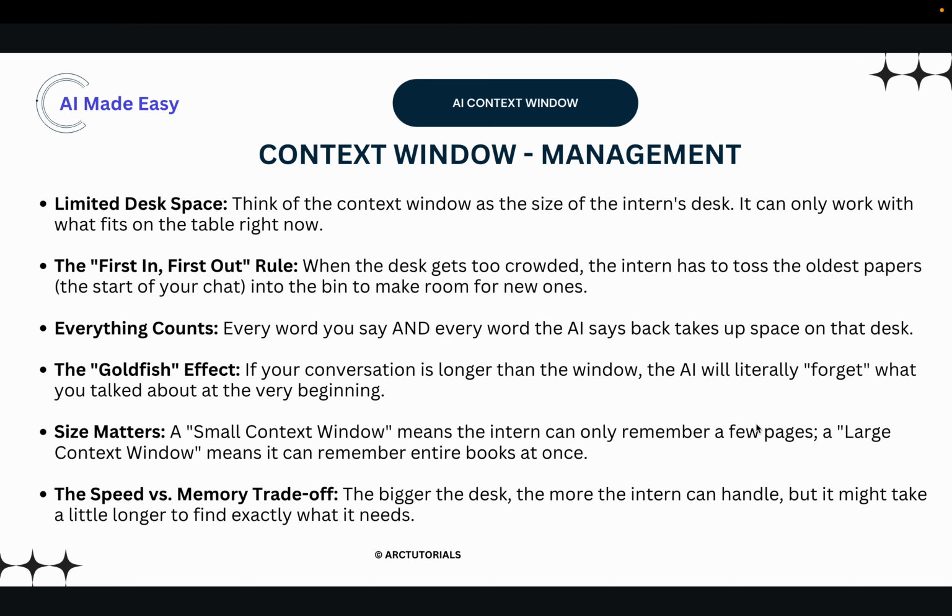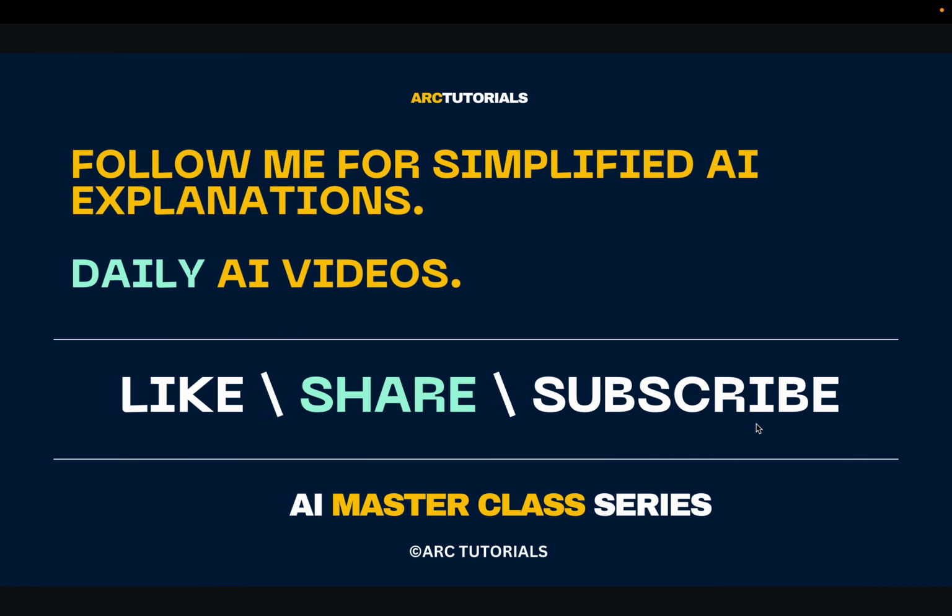The bigger the desk, the more the intern can handle, but it might take a little longer to find exactly what it needs. So the context window is what tells the AI to remember what was said earlier in the conversation. So remember this: the bigger the context window, the better the memory will be, the better the recall will be. I hope the concept of context window is clear.